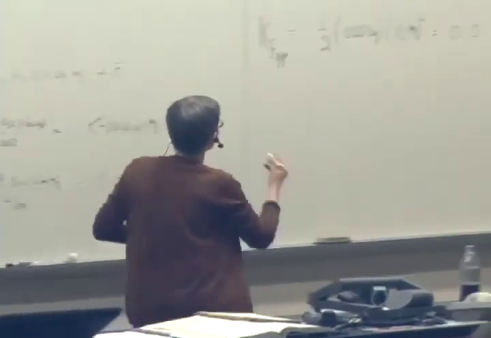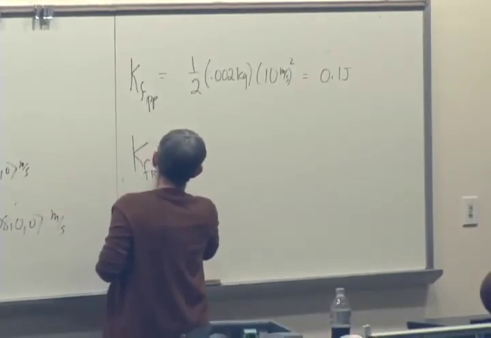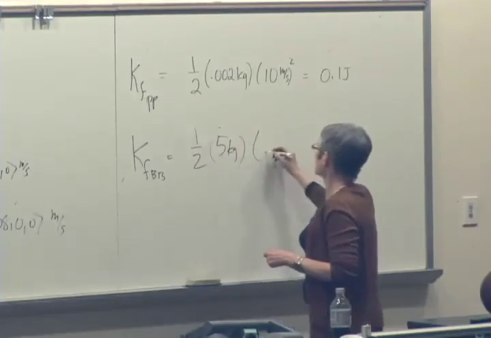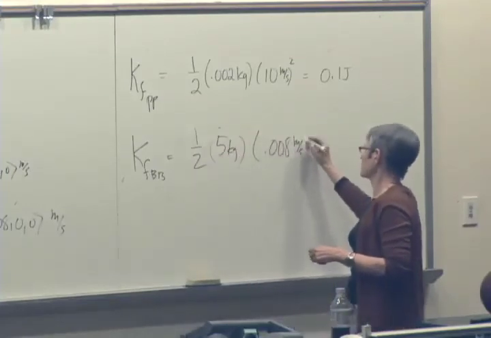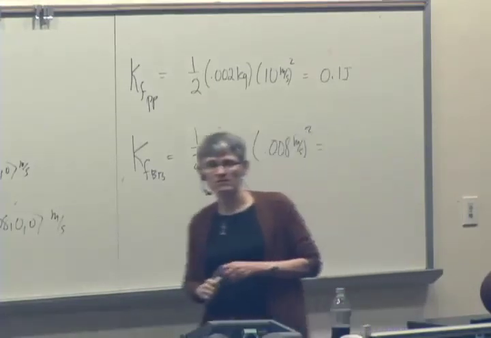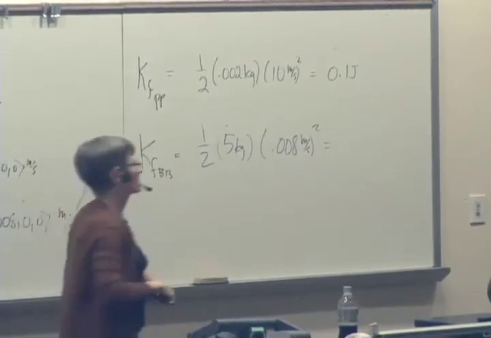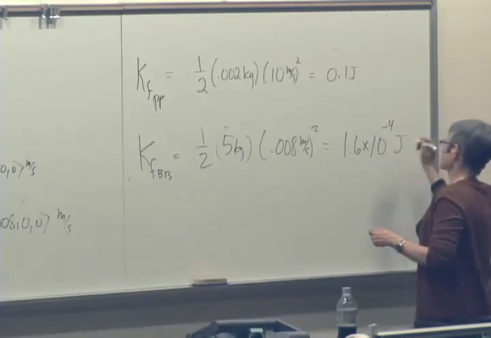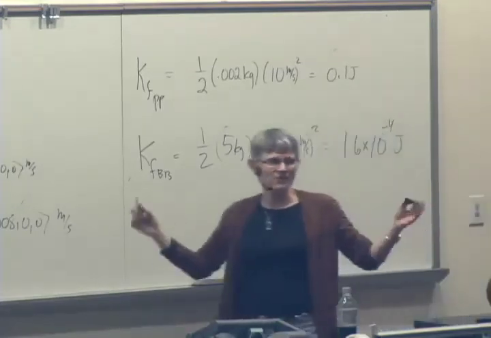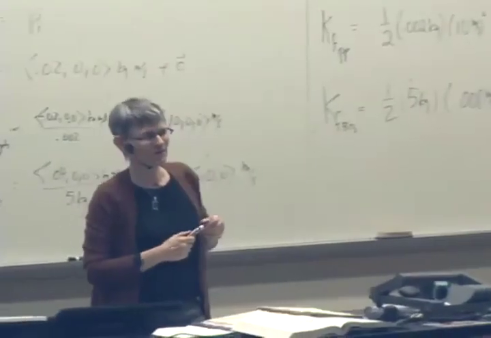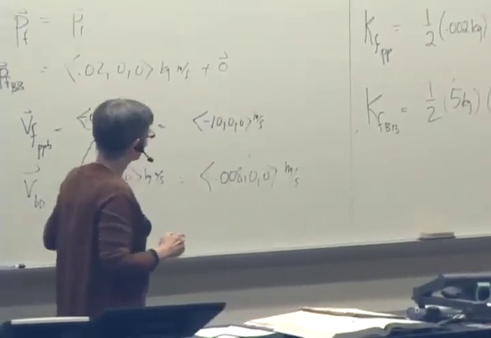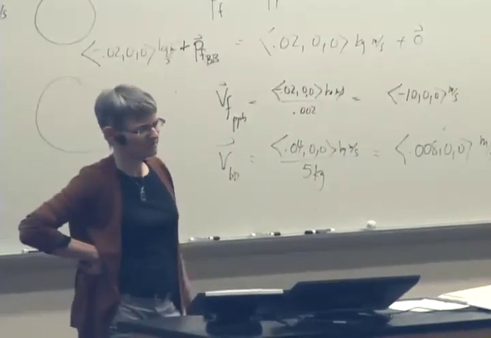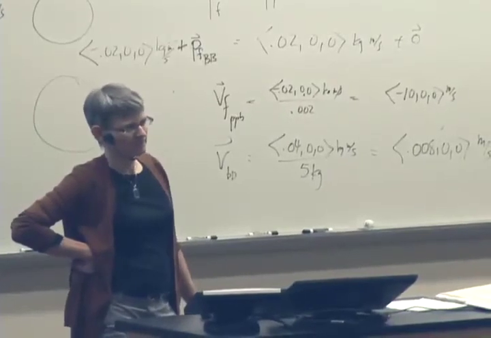What's the kinetic energy of the bowling ball? So we have a half times 5 kilograms times 0.008 meters per second squared, which comes out to 1.6 times 10 to the negative 4th joules. So it's about a factor of 1,000 less than the energy of the ping pong ball. So a lot of momentum gets transferred to the bowling ball, but very little kinetic energy. All right?